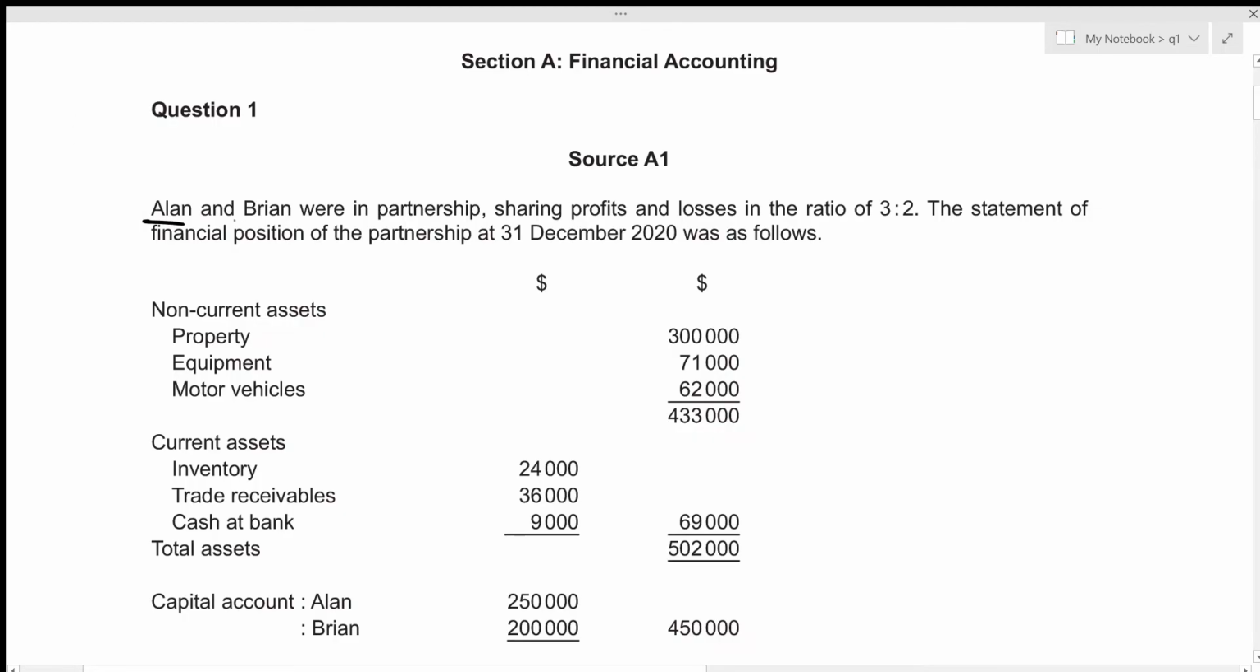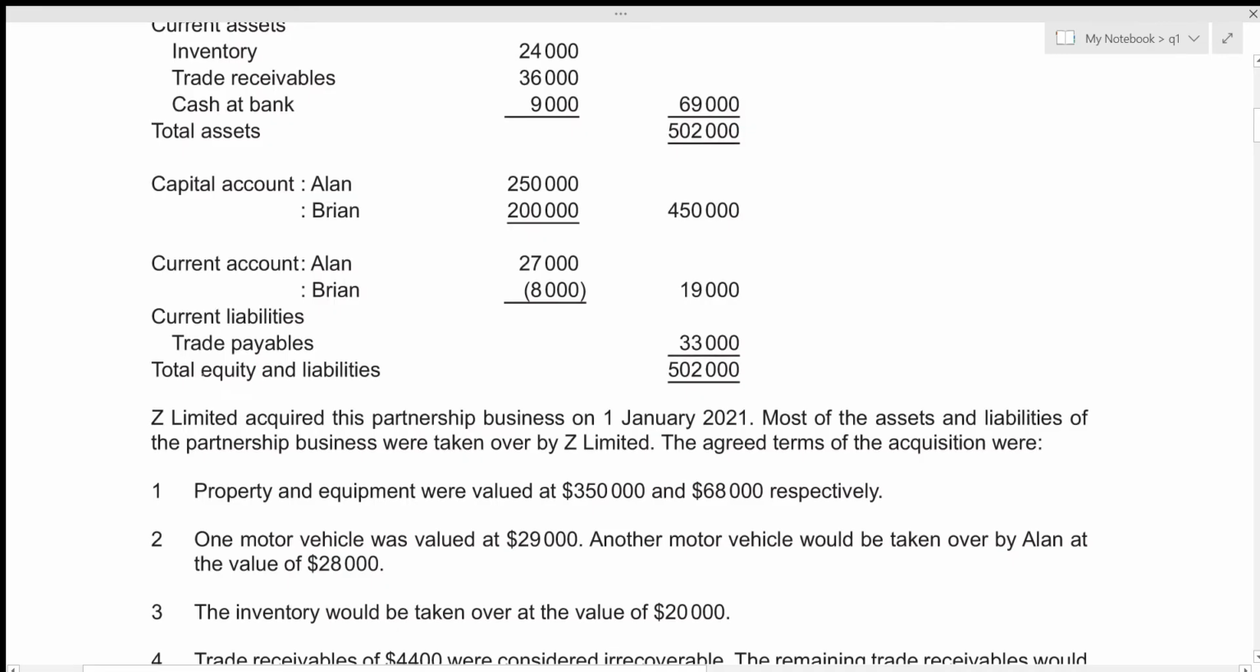Alan and Brian were in a partnership, sharing profits and losses in the ratio of 3:2, and the statement of financial position of the partnership at 31st December 2020 was as follows. Z Limited acquired this partnership business on 1st January 2021. Most of the assets and liabilities of the partnership business were taken over by Z Limited, and we are also given the terms of the acquisition. So let's have a look at our first question.